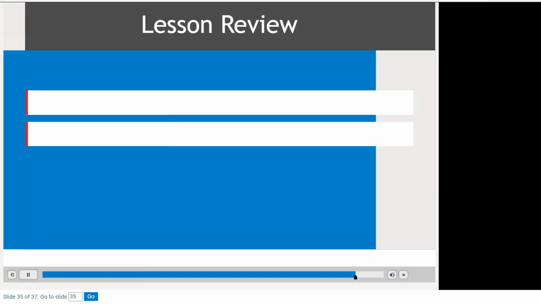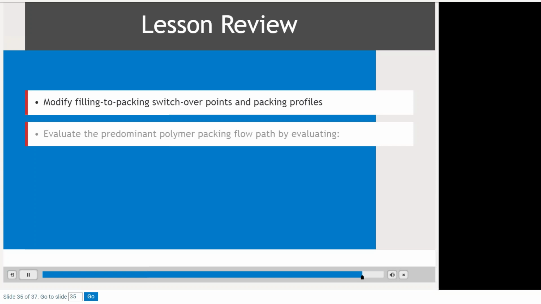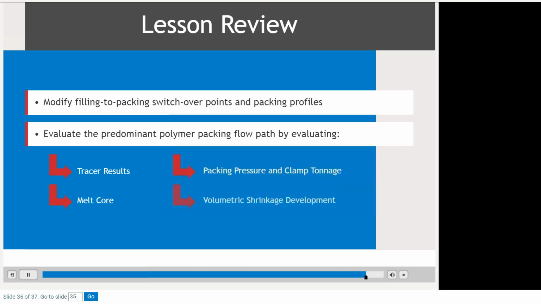This concludes Section 5, Packing and Cooling, Lesson 4, Polymer Flow During Packing. In this lesson, you learned how to evaluate packing behavior by modifying the filling to packing switchover points and packing profiles. How to evaluate the predominant polymer packing flow path by evaluating tracer results, melt core, packing pressure and clamp tonnage, and volumetric shrinkage development.